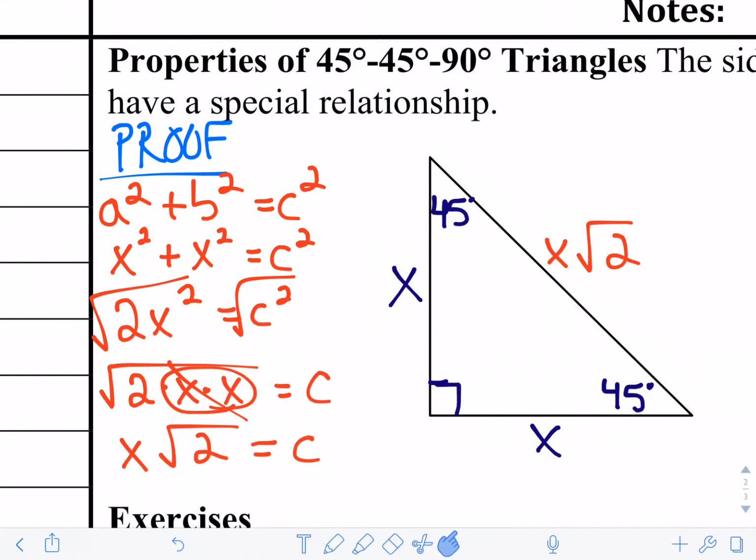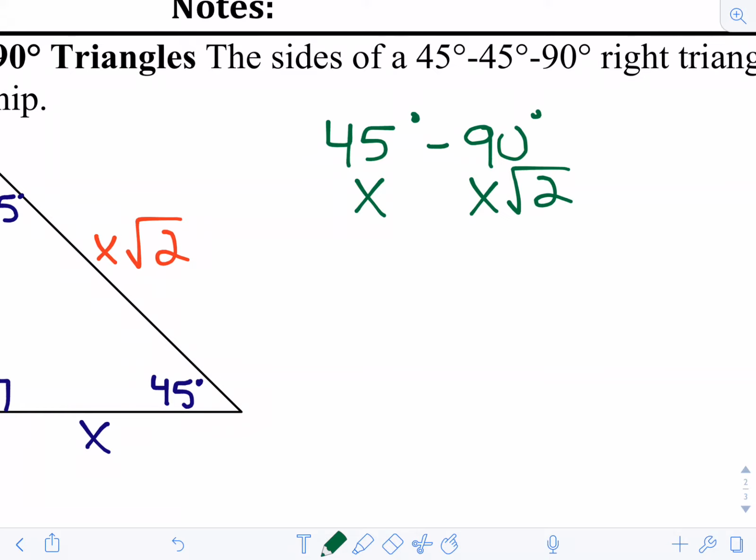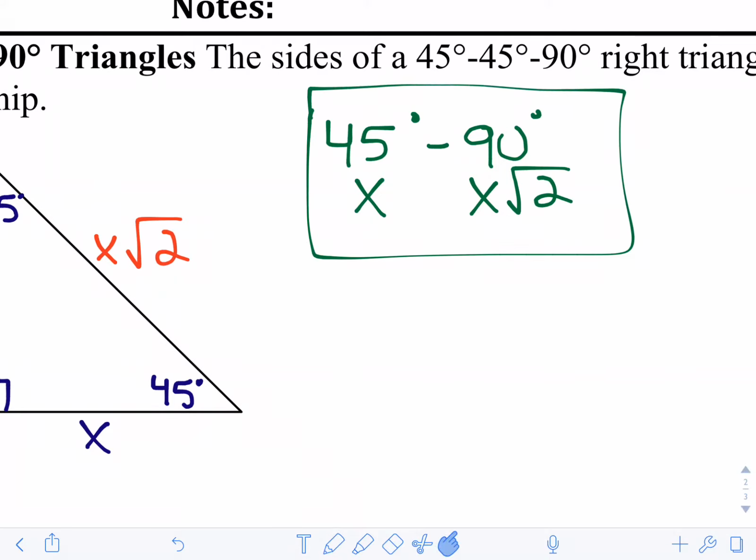So what this means is that for every 45-45-90 triangle that you have, and I'm only going to write it down one time, across the 45 is x, across the 90 is x square root of 2. Okay, this you have to have memorized. This is what you need to know. And I'm going to show you how to apply this to the 4 examples below.